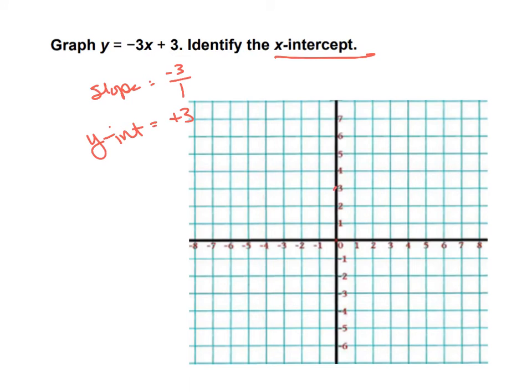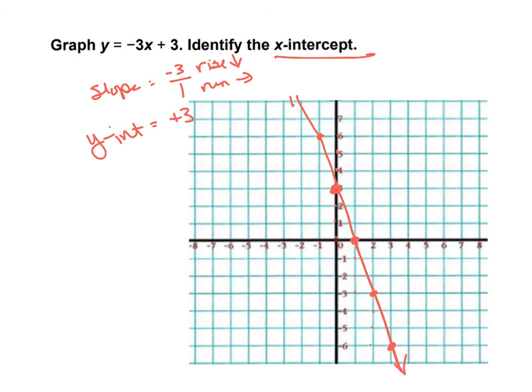So y-intercept first. There's our beginning. Negative 3 over 1. Rise over run. So we're actually going to go down 3 and to the right 1. Down 3 to the right 1. I could go the other way. I could go up 3 to the left 1. And here is our line.